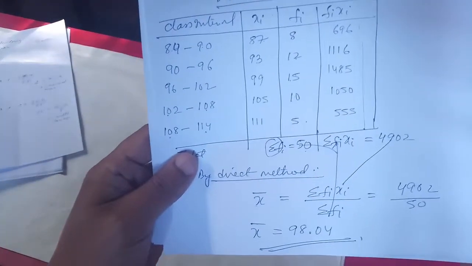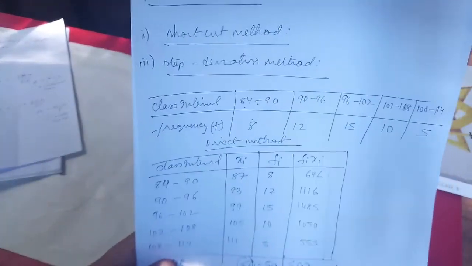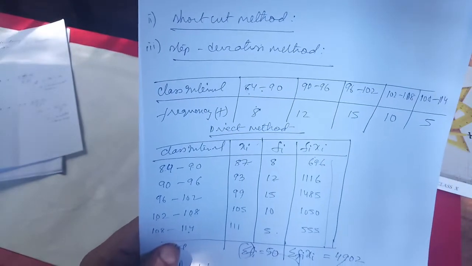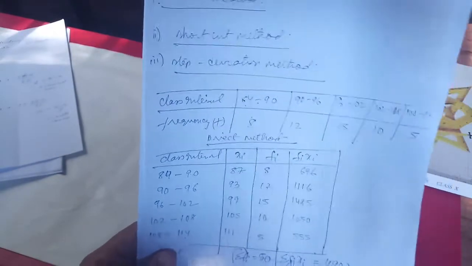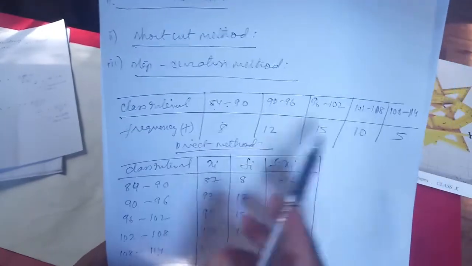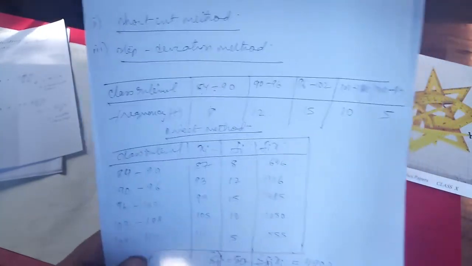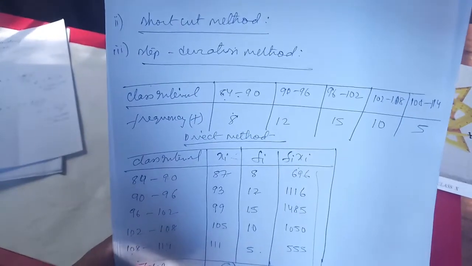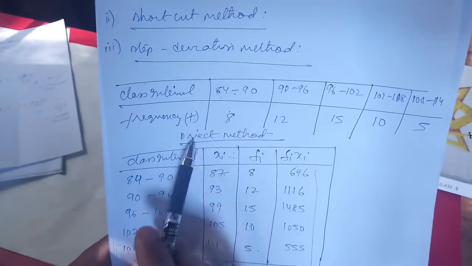So this is the first topic today. In statistics, we have got three different heads: mean, median and mode. Today we are only focusing on how to find the mean of the given data. This type of question will be there in ICSE. The first method we have learned is the direct method.